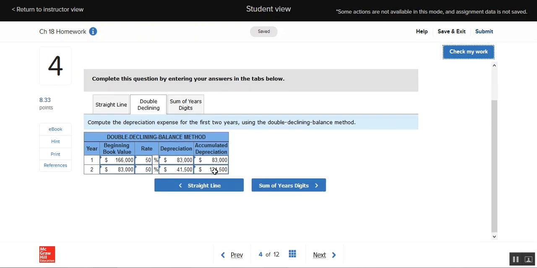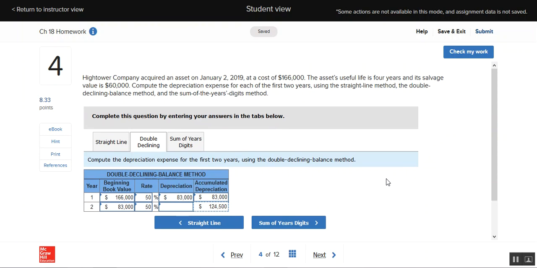So when you're doing the double declining balance, you kind of have to come at this backwards, so I'm going to erase this. The accumulated depreciation for this asset can only go up to $106,000 because that's the amount that's the expense to us. The other $60,000 we're going to recover. So then you kind of have to back into this.